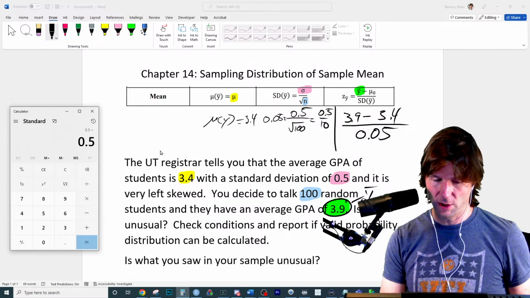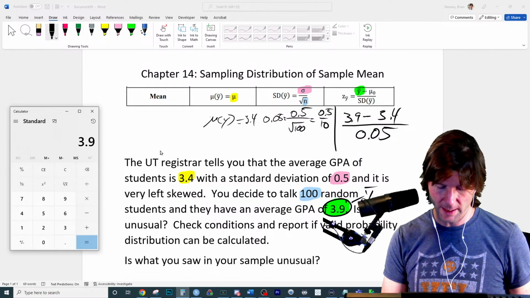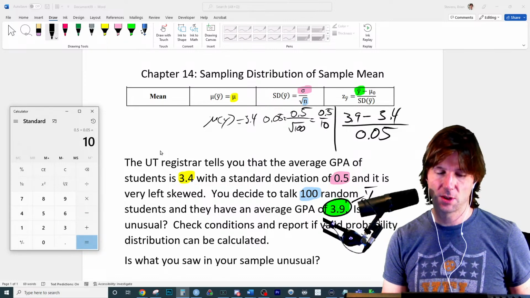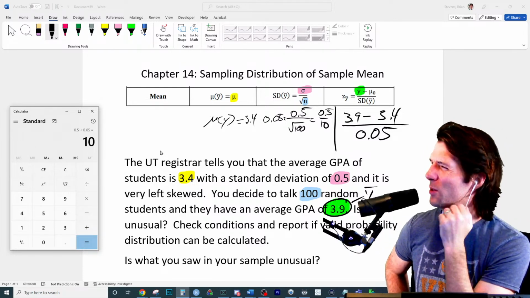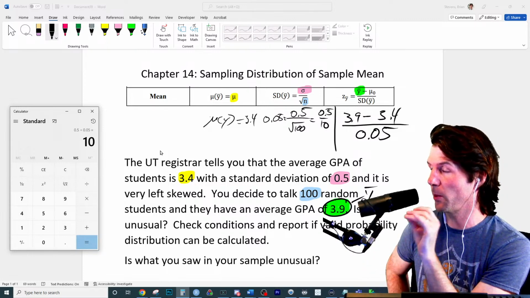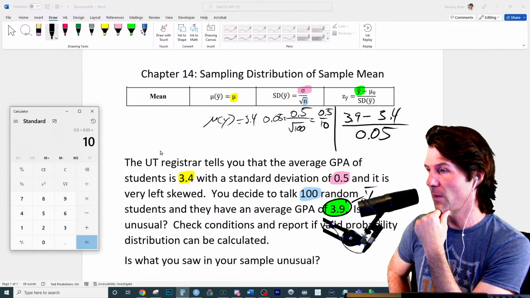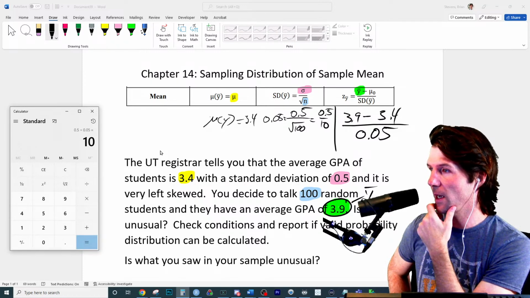Let me ask you this question. Is it odd for one student to have a 3.9 average? I don't think we throw trick questions like this anymore, but is it odd for one student to have a 3.9 average? Why or why not?